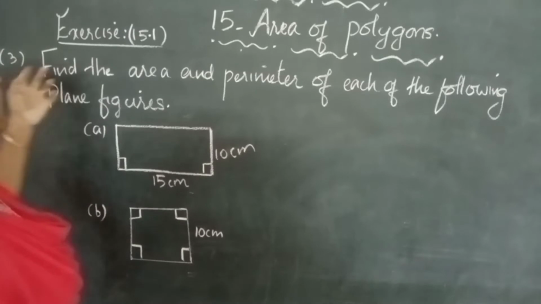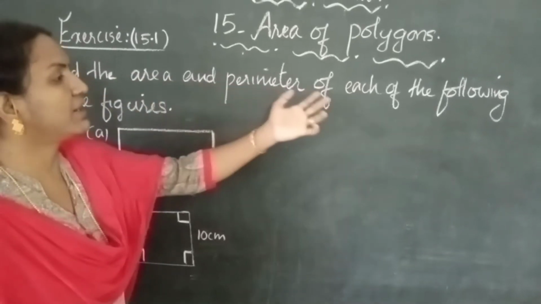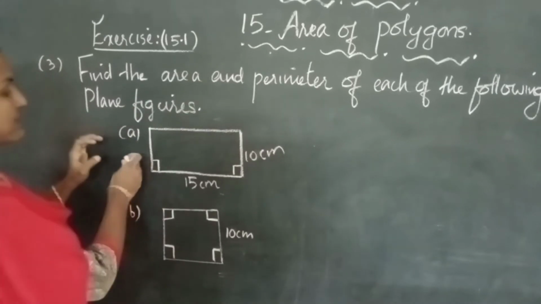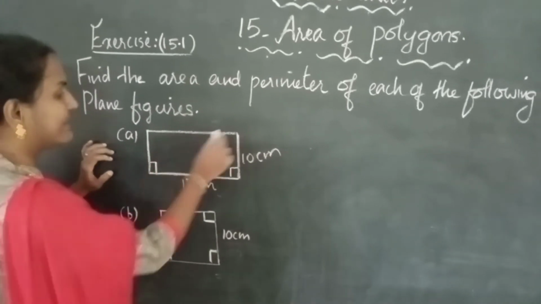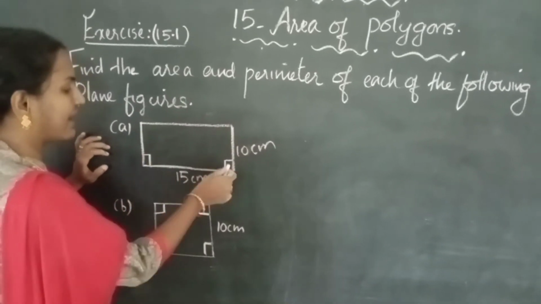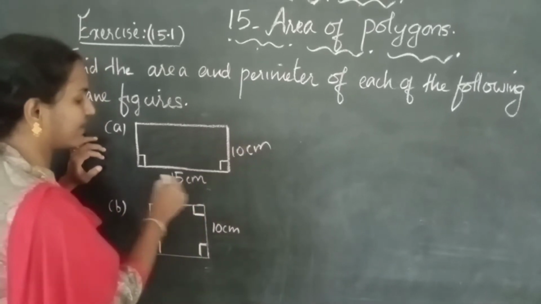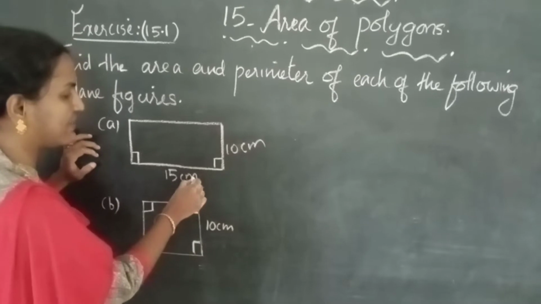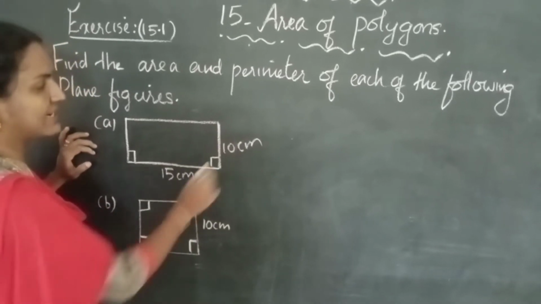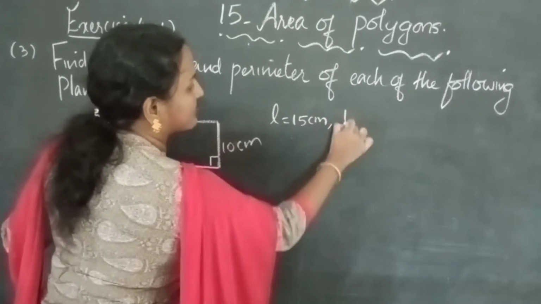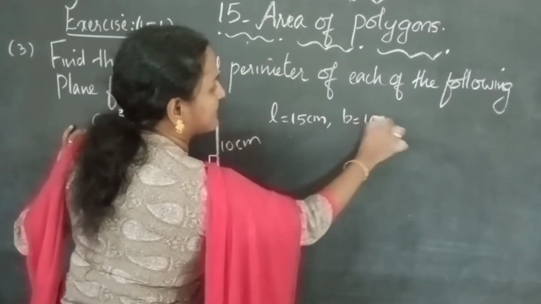Next, question number 3. Find the area and perimeter of each of the following plane figures. First one, A. It's a rectangle. Each angle is 90 degrees, whose length and breadth is given. Length is equal to 15 centimeter and breadth is equal to 10 centimeter.